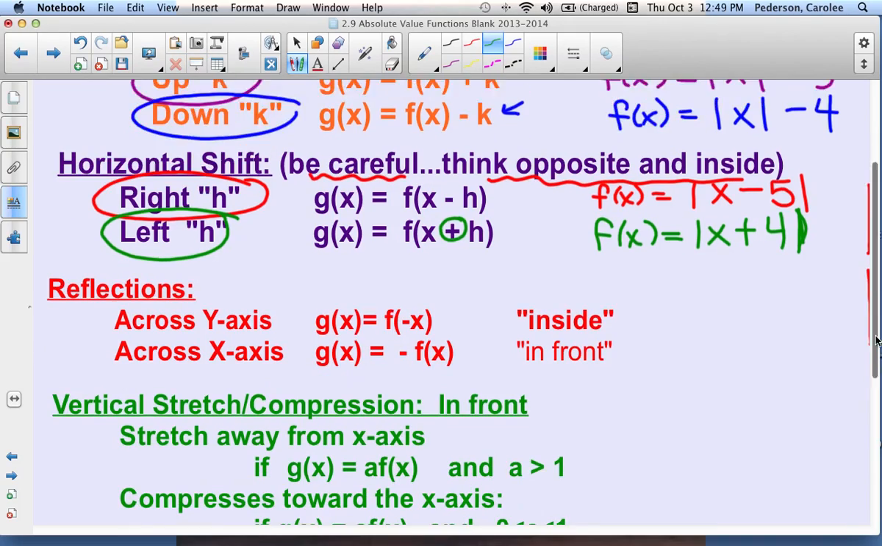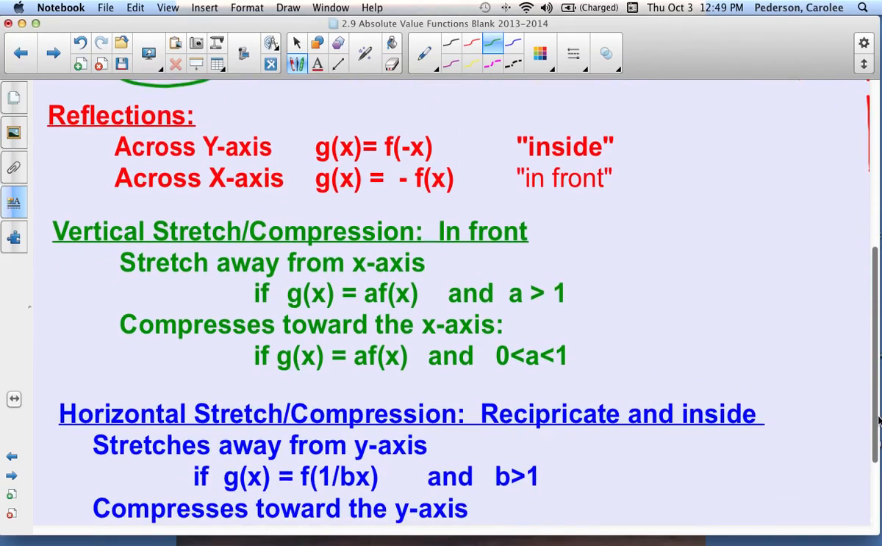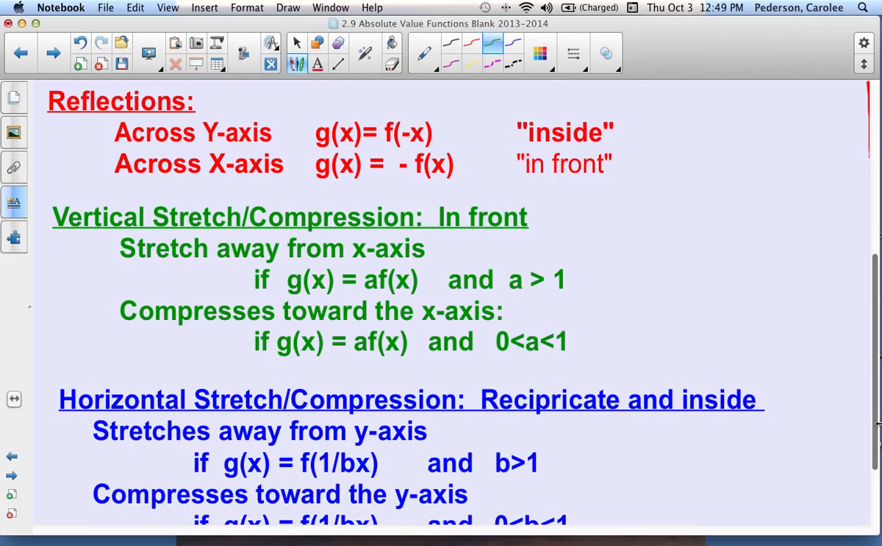I'm going to go ahead and unhighlight the rest of these. I don't want you to write them down, but I just want you to be aware of some transformations that do happen. We do have reflections, stretches, and compressions. And these are changing our original parent function. Again, you don't have to write these down. We will find these transformations once we graph the absolute value function.